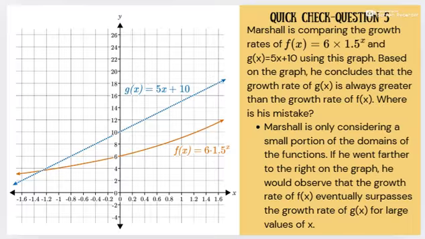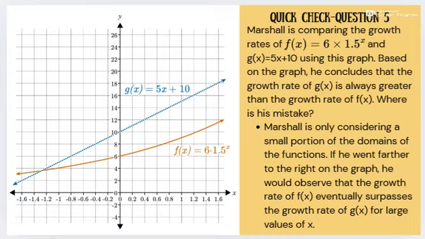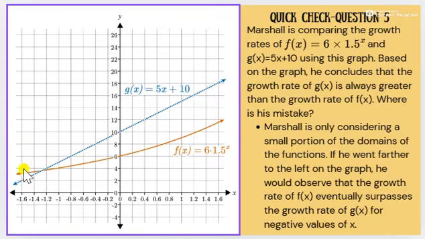That's option 1. Option 2, Marshall is only considering a small portion of the domains of the functions. If he went farther to the right, so farther over here on the graph, he would observe that the growth rate of f of x eventually surpasses the growth rate of g of x for large values of x. Option number 3, Marshall is only considering a small portion of the domains of the functions. If he went farther to the left on the graph, so farther over here, he would observe that the growth rate of f of x eventually surpasses the growth rate of g of x for negative values of x.